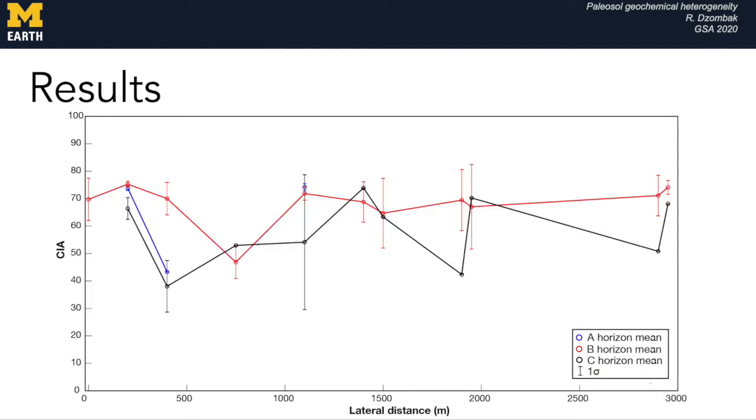And so here we have the lateral extent mapped out by different horizons, so A, B, and C in blue, red, and black lines, respectively, with weathering intensity in the form of the chemical index of alteration on the y-axis. And what we see is there is some variability. The B horizon does tend to be more weathered than the C horizon, which is what we expect.